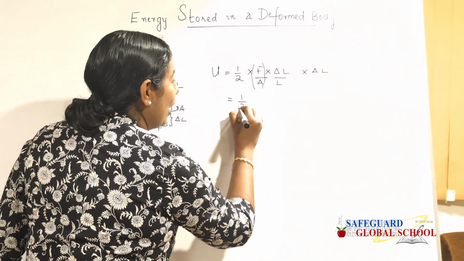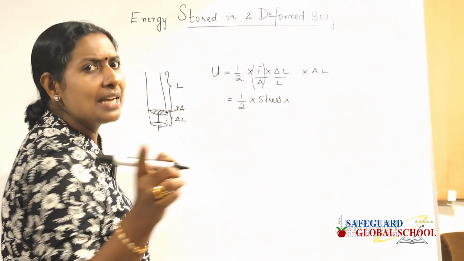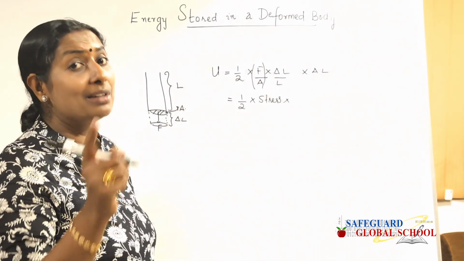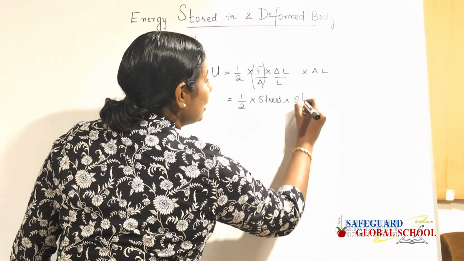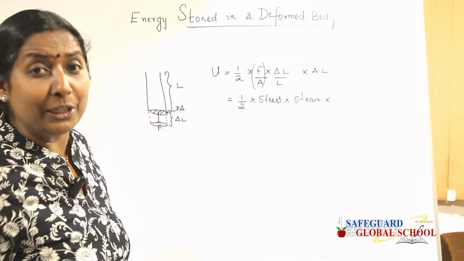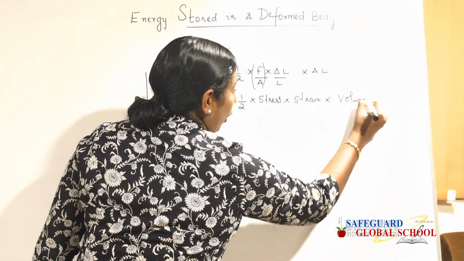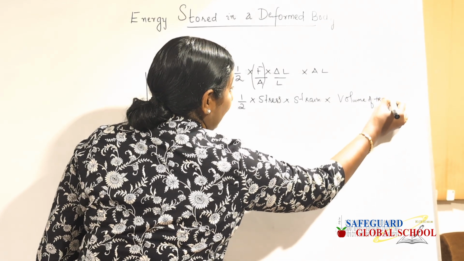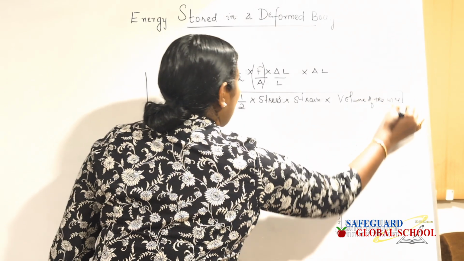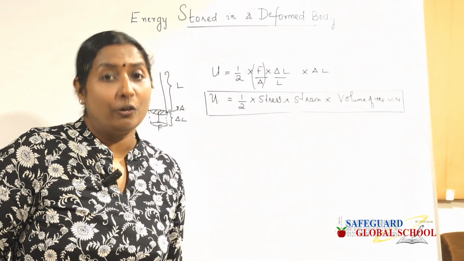So what is it? Half into stress into, and children, what is delta L by L? Remember, delta L by L is the longitudinal strain produced. So that is strain. And what will be area of cross section into length of the wire? It is of course the volume of the wire. Hence we derive the next equation for potential energy. What is it? Half into stress into strain into volume of the wire.